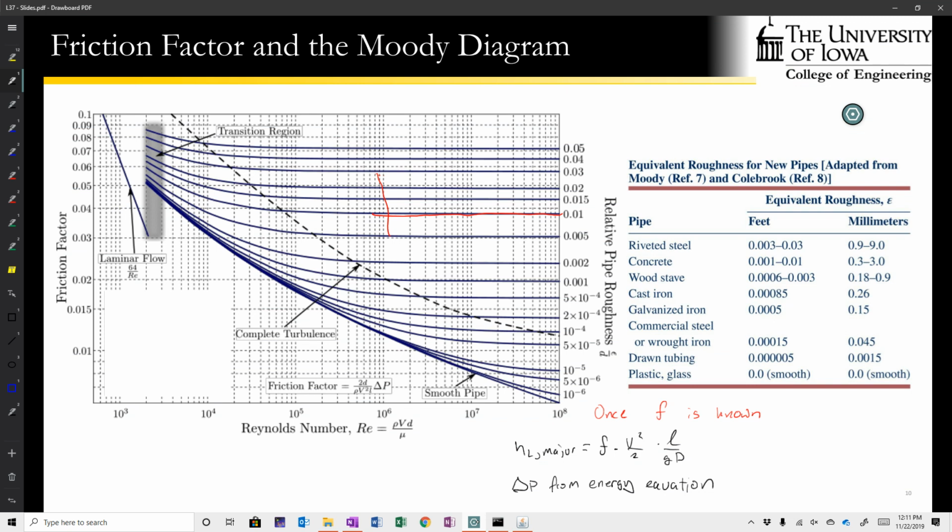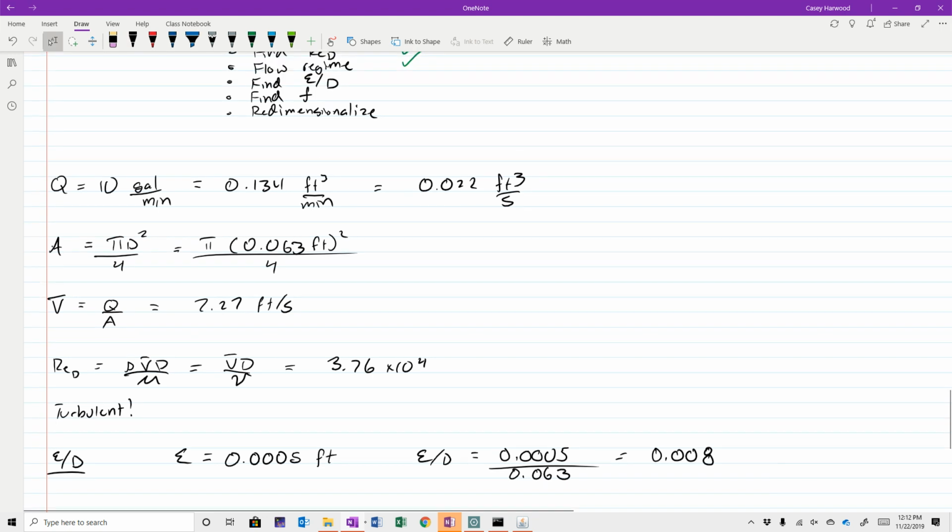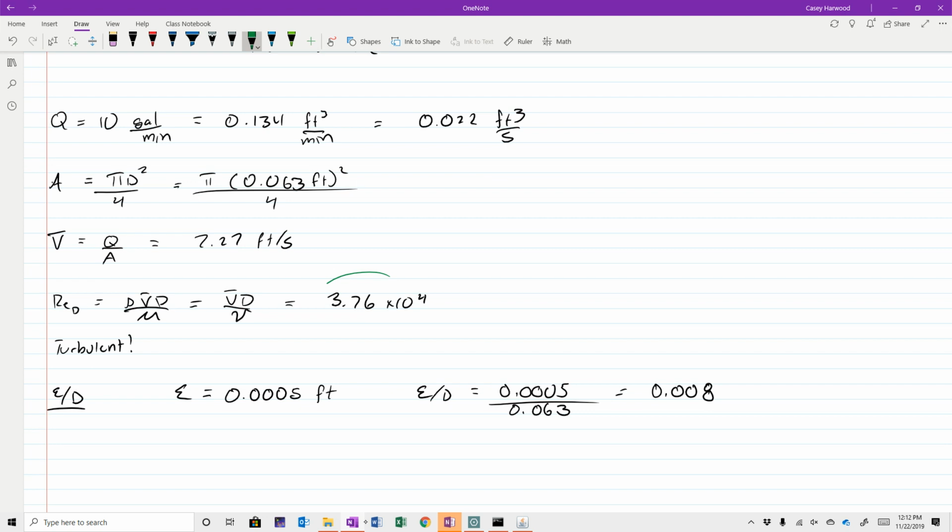The problem is set with a new galvanized iron pipe. So a galvanized iron pipe tells us it's got an equivalent roughness of 0.0005 feet, which is obnoxious but usable. Epsilon is equal to 0.0005 feet. So epsilon over d is equal to 0.0005 over the diameter of 0.063, which gives us 0.008. All right, so now we've got our Reynolds number and our non-dimensional roughness, we're equipped to go to our Moody diagram.